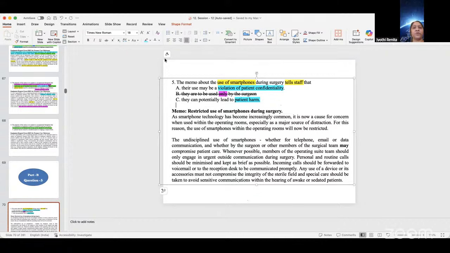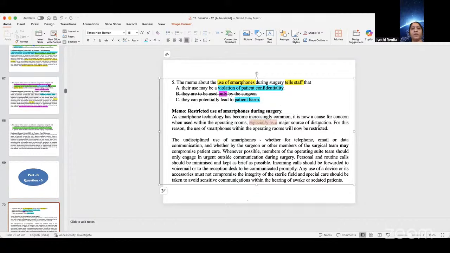Memo restricted use of smartphones during surgery. As smartphone technology has become increasingly common, it is now a cause for concern when used within the operating rooms, especially as a major source of distraction. For this reason, the use of smartphones within the operating room will now be restricted.